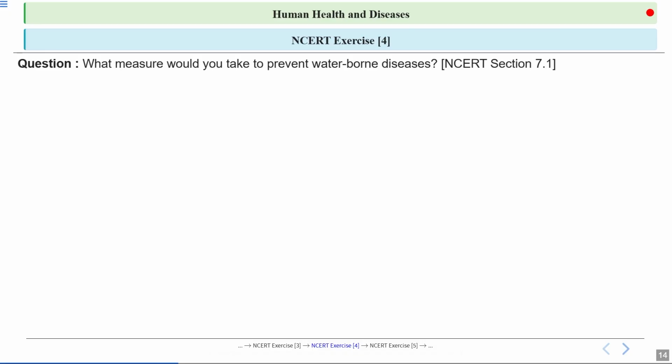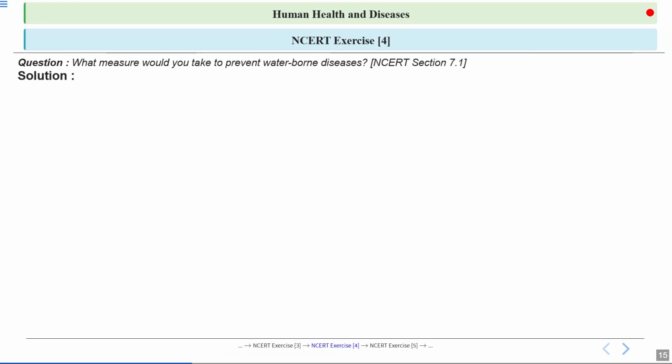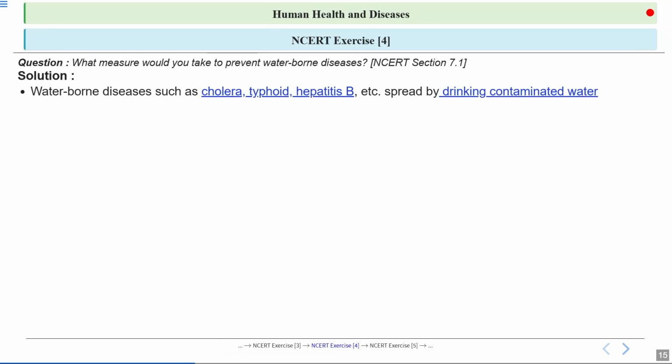Now, next one. What measure would you take to prevent waterborne diseases? Let's discuss this question. Let's have a look at the answer. Waterborne diseases such as cholera, typhoid, and hepatitis B spread by drinking contaminated water. You can think of contaminated water as a delivery vehicle for harmful microbes. When we drink it, these microbes enter our bodies and can cause illness.